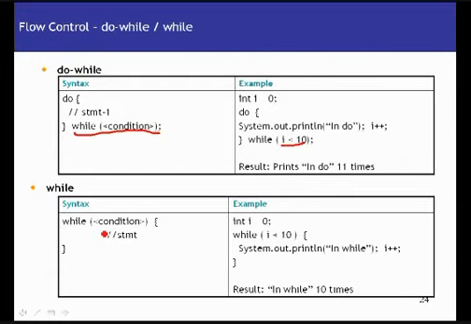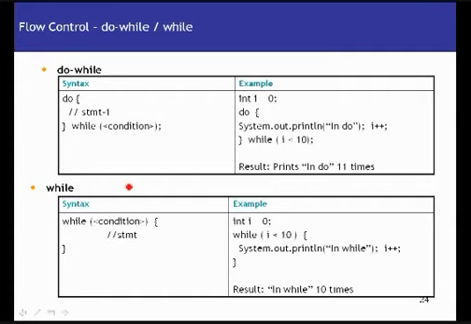Now coming to the while, it's almost very similar, right? You don't have a do here, you only have while. So while the condition holds, it executes a certain set of statements. Similarly, the example is very similar here. So what's the difference between do while and while?